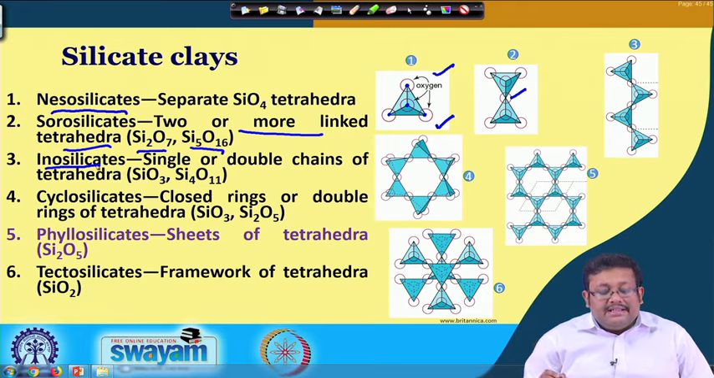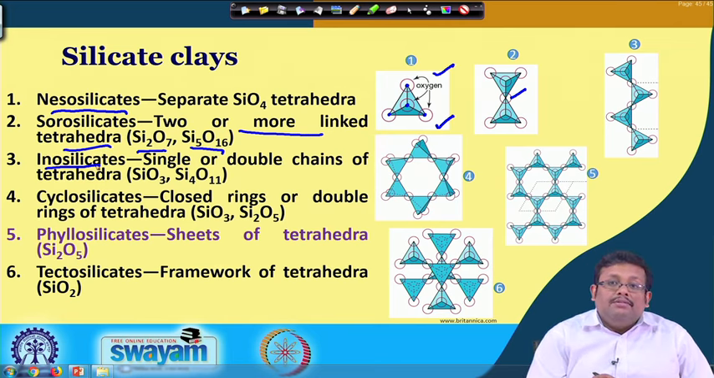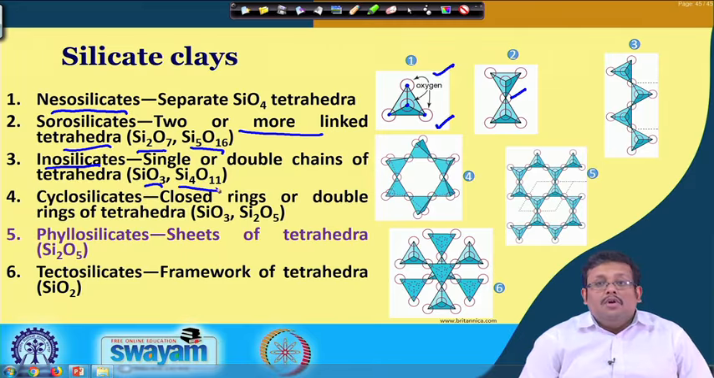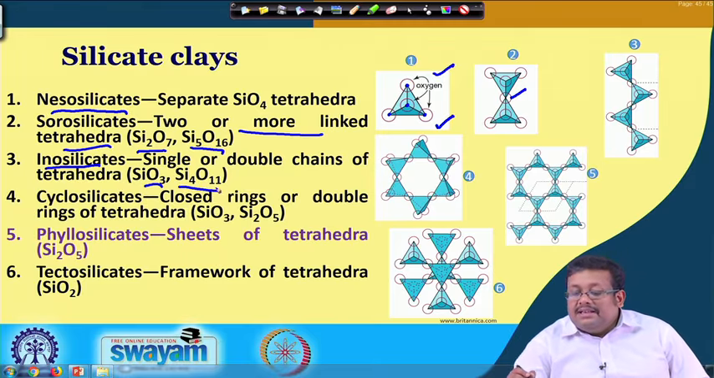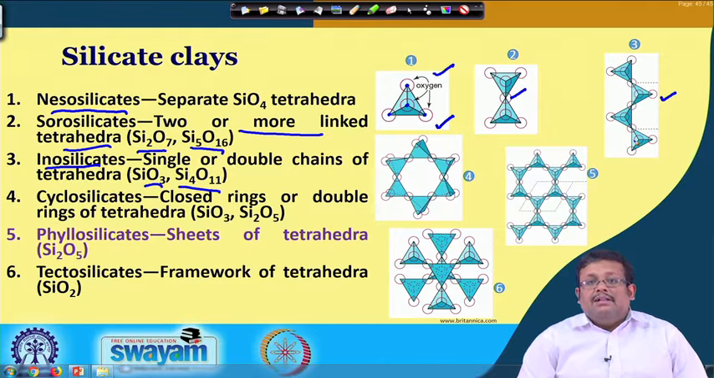Now, inosilicates is basically single or double chains of tetrahedra. And the basic structural unit is either SiO3 or Si4O11. Now, you can see this is an example of inosilicates, which is basically a single chain of tetrahedra formed by sharing their apical oxygen.